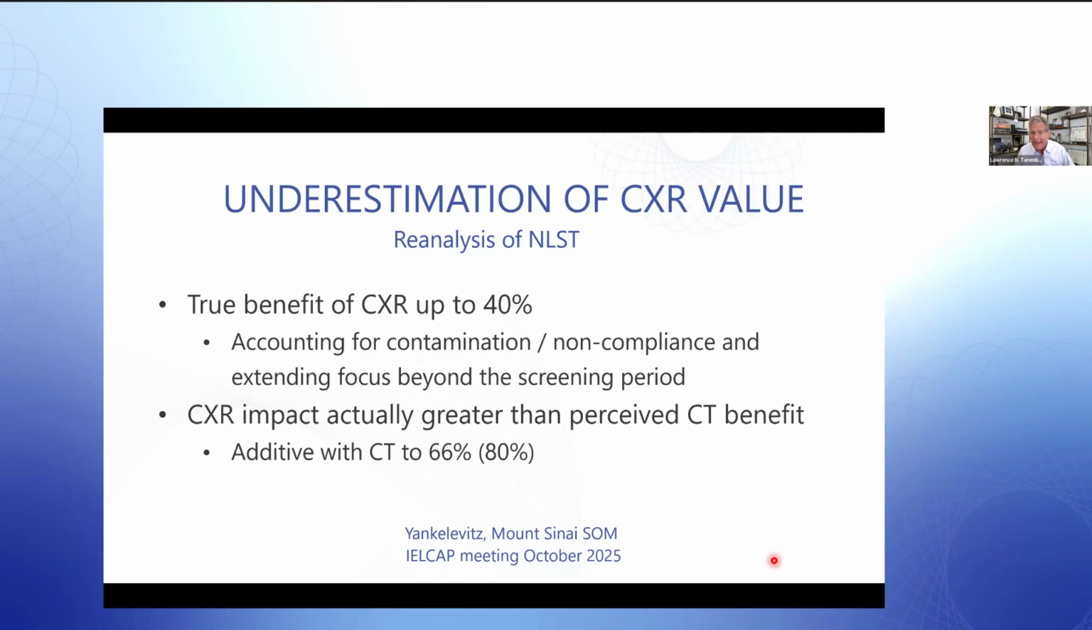But it turns out that the data from the National Lung Cancer Screening Trial was misinterpreted. And using the appropriate statistical analyses, the true benefit of chest X-ray in this population was up to 40%. And this is because they took advantage of contamination between groups, non-compliance between groups, and stopped the screening during the screening period rather than over that patient's lifetime. So in reality, chest X-ray would make an enormous difference in terms of outcomes, up to 40%.